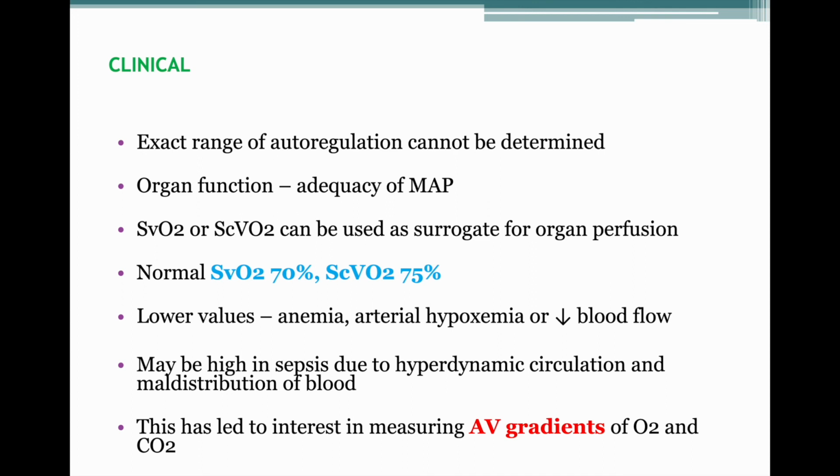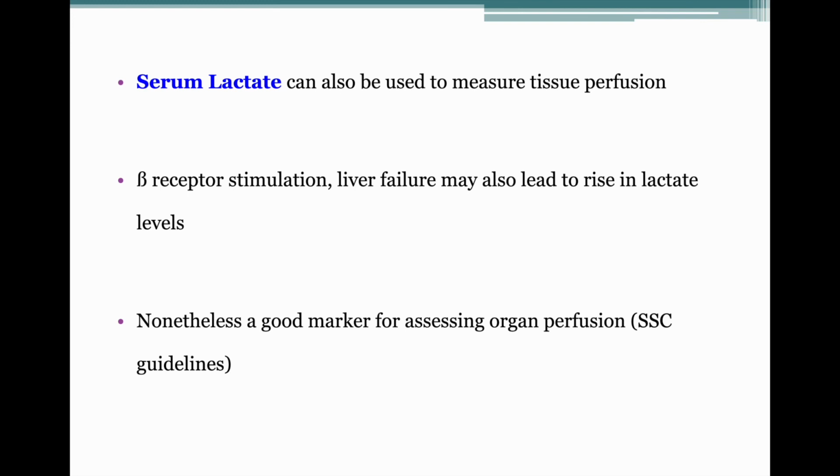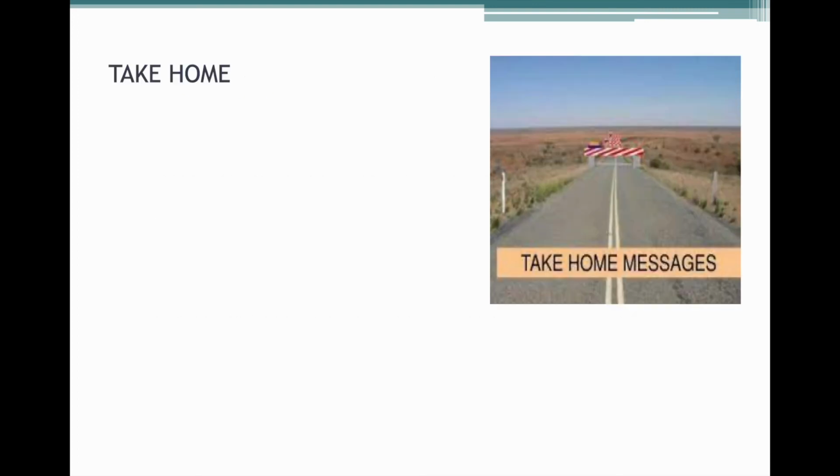Okay, so this has led to interest in measuring the AV gradient of O2 and CO2 in patients with septic shock. So serum lactate we are commonly using. Your Surviving Sepsis guidelines also ask to measure serum lactate and do serial monitoring, as a measure of tissue perfusion. But the problem is that beta receptor stimulation and liver failure may also lead to raised lactate. But nonetheless, it is a good marker and is recommended by the Surviving Sepsis guidelines.